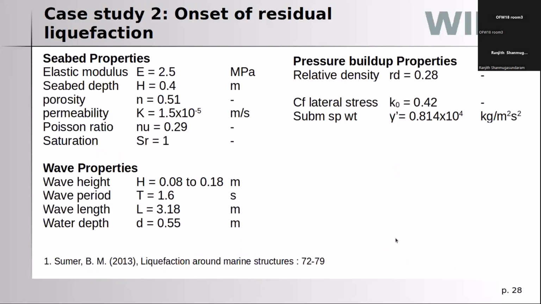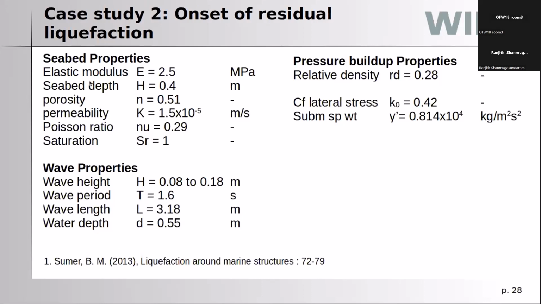So here is the list of properties that I have for the residual liquefaction model. The seabed properties and the wave properties are the same, from this paper, and similar to what I have been showing for the previous case. But for this, we have the additional pressure buildup.